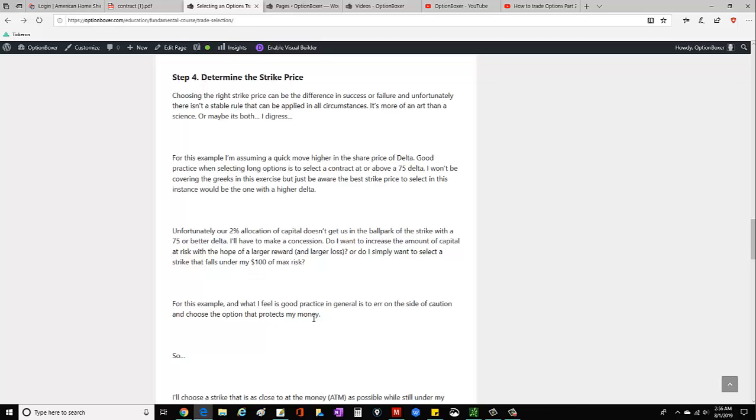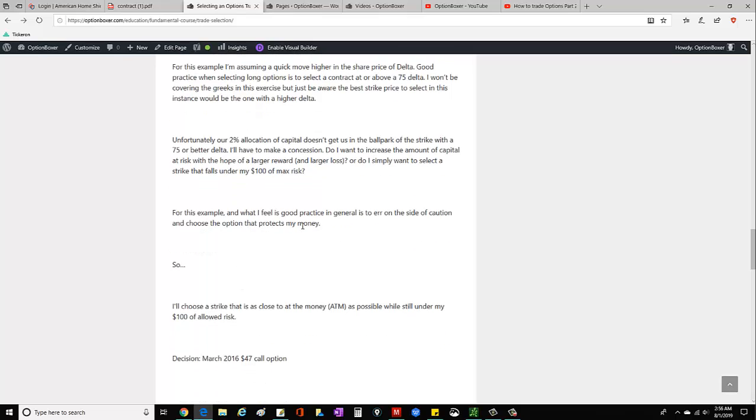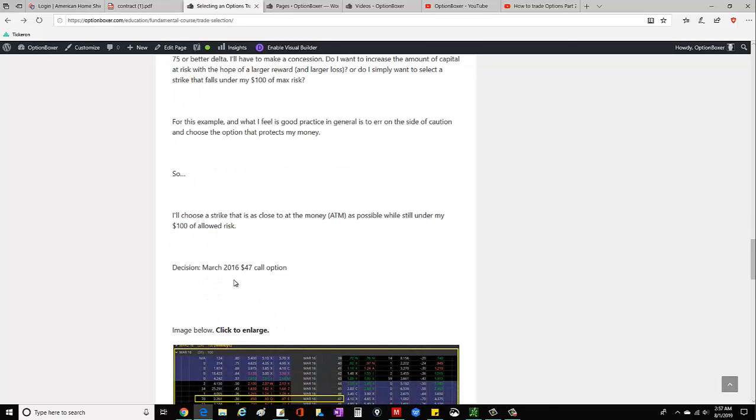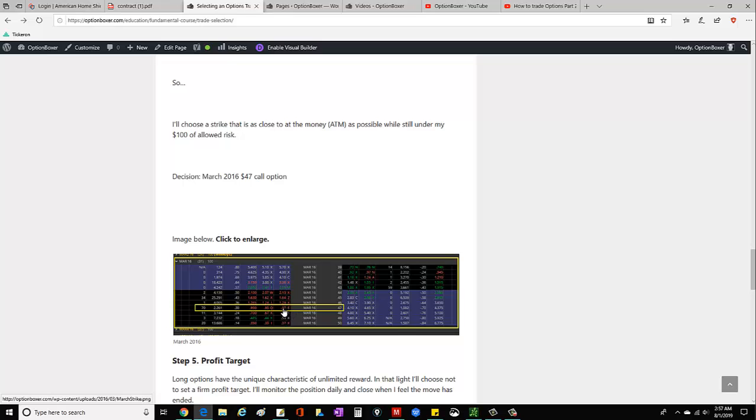For this example, and what I feel is good practice in general, is to err on the side of caution and choose the option that protects your money. So that's what I would do in this situation. If I thought the stock was going to improve in price, I would probably risk less and trade something that's maybe at the money or just out of the money. And in this case, that is as close to at the money as possible while still under my $100 of allowed risk. So you can see I have highlighted here.